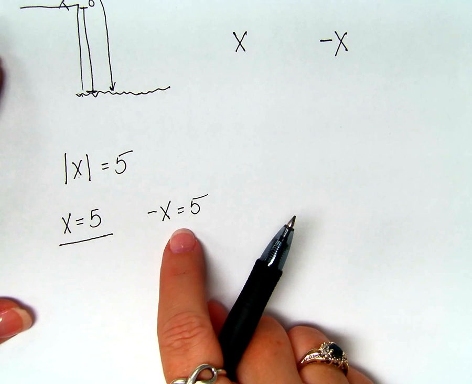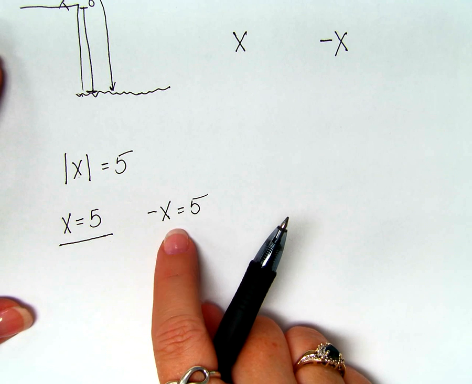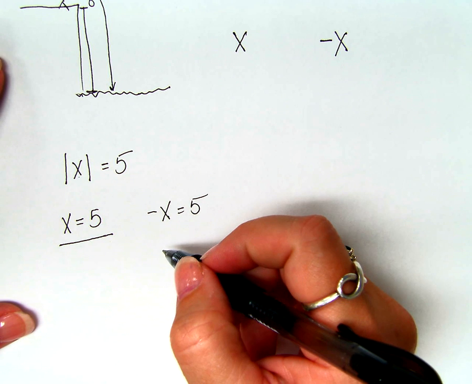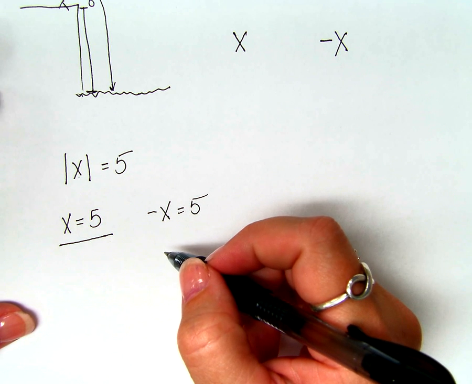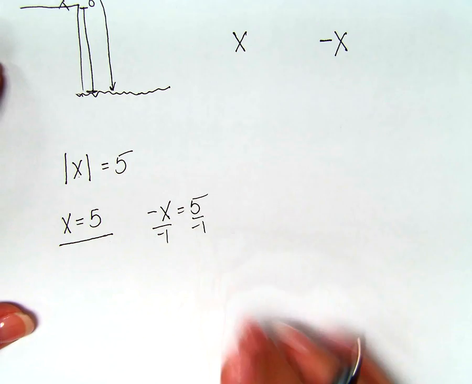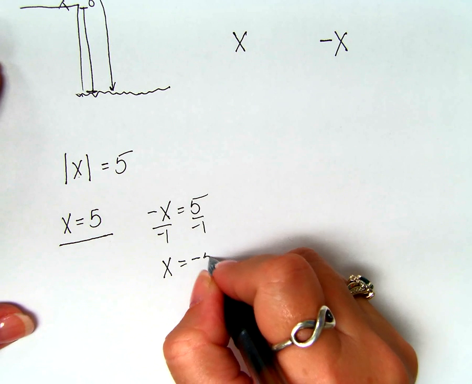What about this one? Is it solved for x? Is x all by itself? Okay, so how do I get x by itself? I can either multiply by -1 or I can divide by -1. It doesn't make any difference. You're going to get the same outcome either way. X equals -5.